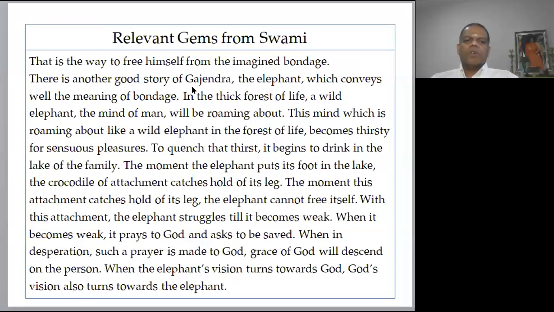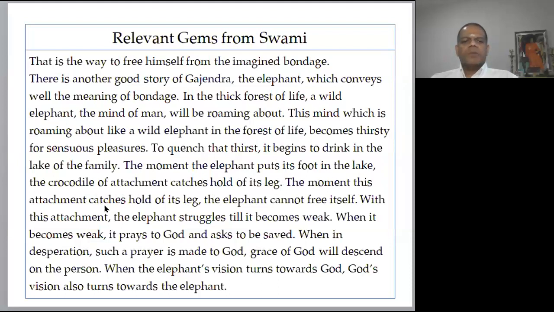There's another good story of Gajendra, the elephant, which conveys well the meaning of bondage. In the thick forest of life, a wild elephant, the mind of man, will be roaming about. This mind, which is roaming about like a wild elephant in the forest of life, becomes thirsty for sensuous pleasures. To quench that thirst, it begins to drink in the lake of the family. The moment the elephant puts its foot in the lake, the crocodile of attachment catches hold of its leg.